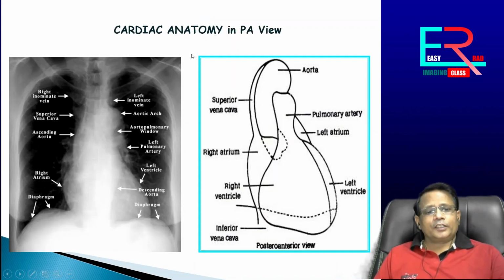Then come to the cardiac anatomy in the PA view. What structures form the right border? What structures form the left cardiac border? You must know. If we start from the cranial to caudal side, here you may see the right innominate vein, then inferiorly the superior vena cava, then part of the ascending aorta, then this is the right atrium, and this is some part of the diaphragm.